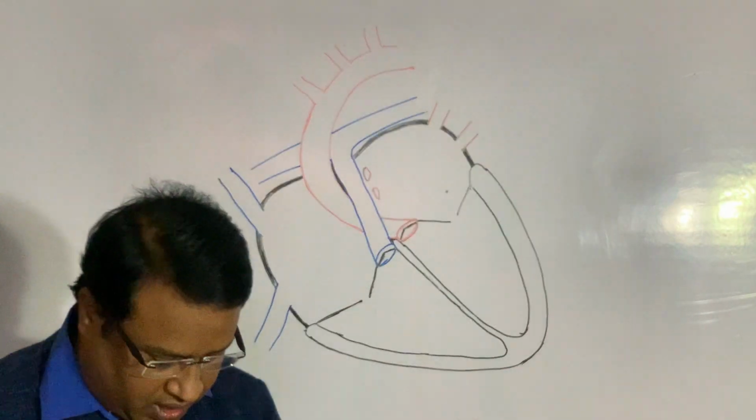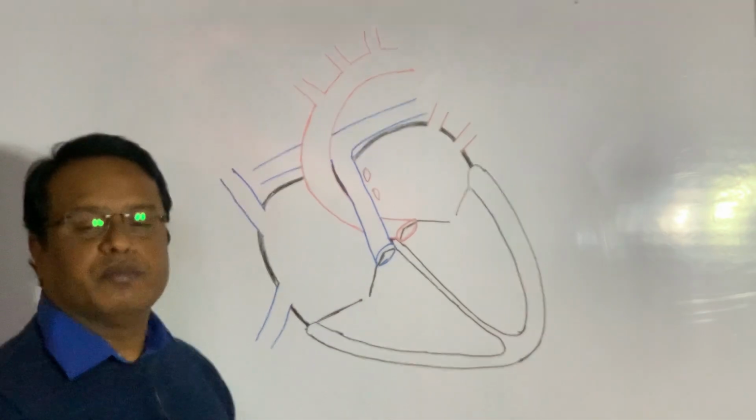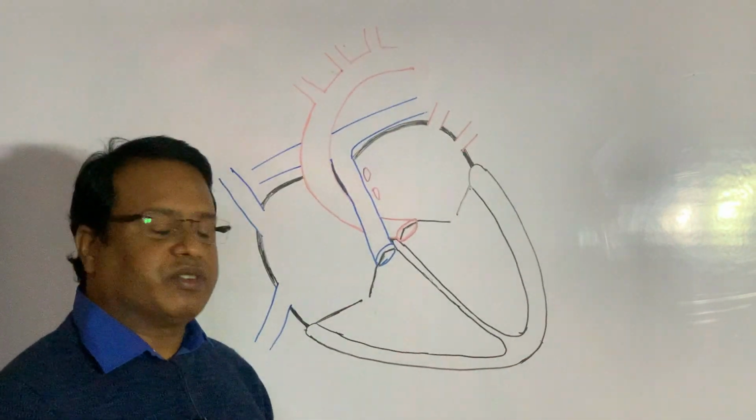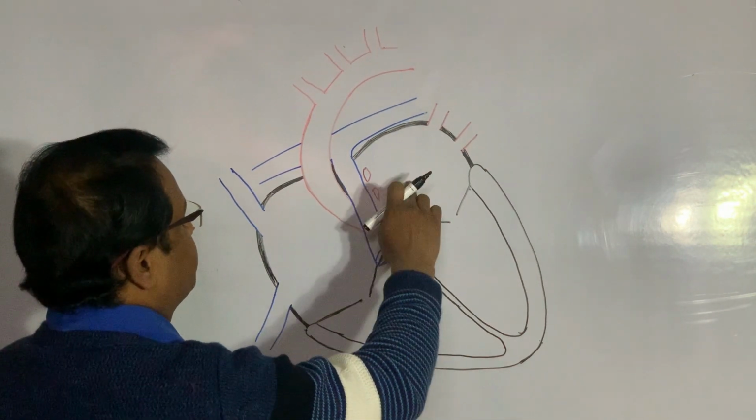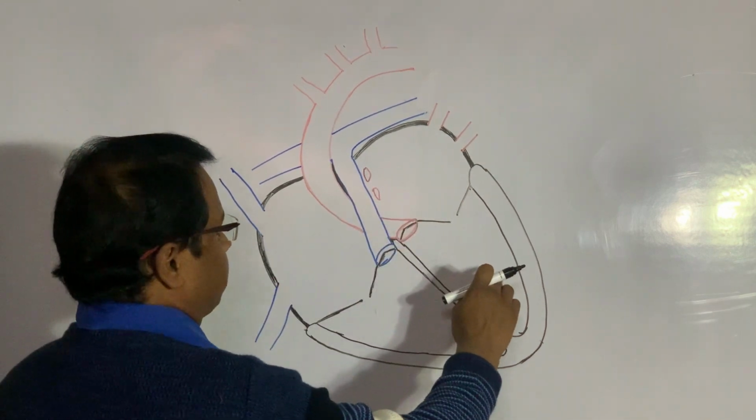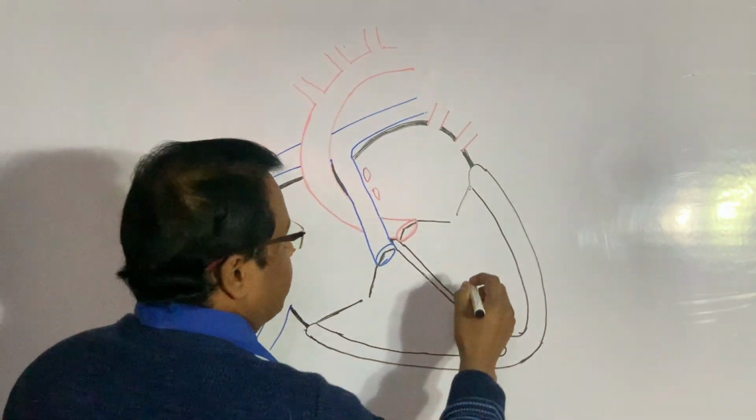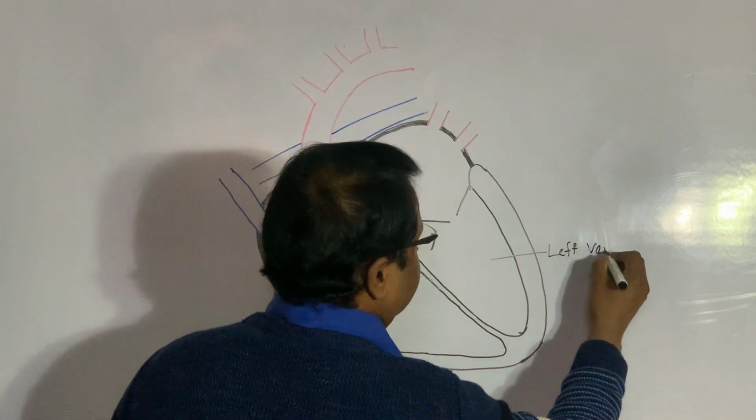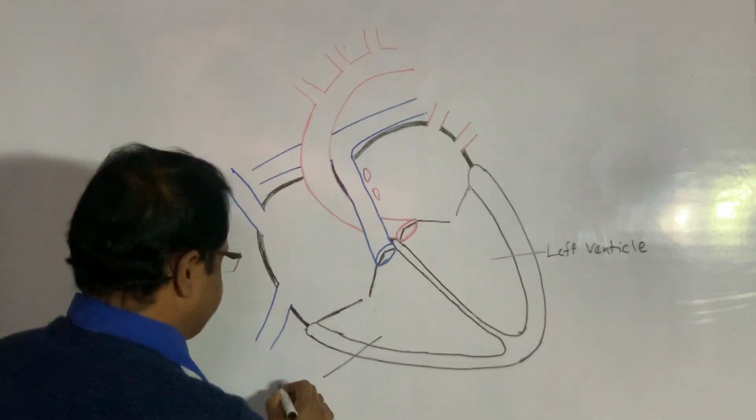Now I am describing the internal structure of the heart, that is, a section of the heart, and you can find there are 4 chambers: upper 2, the left and right atrium, and lower 2, the left and right ventricle. Here is the left ventricle, and the right ventricle.